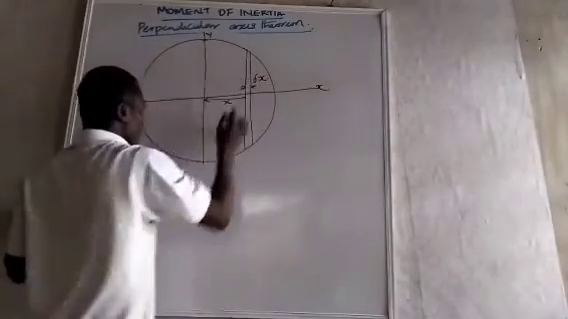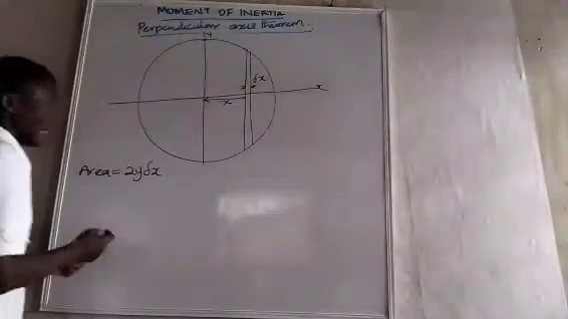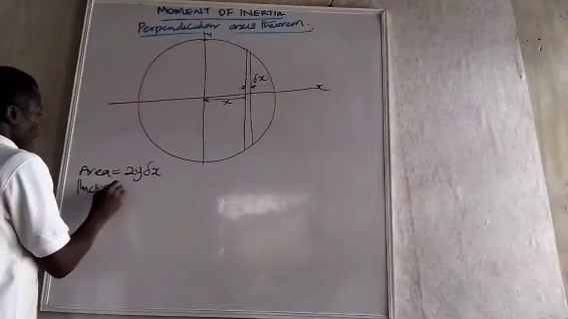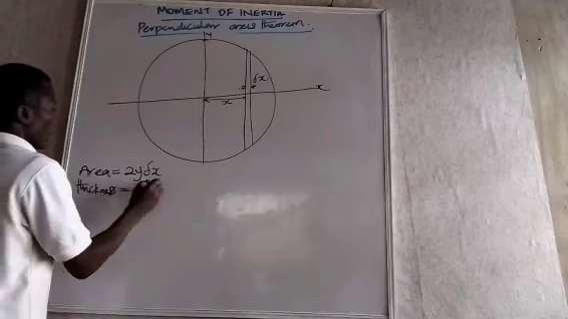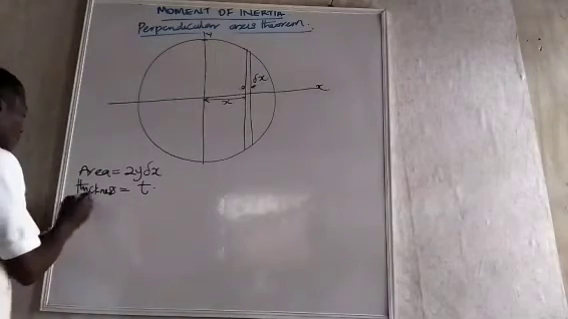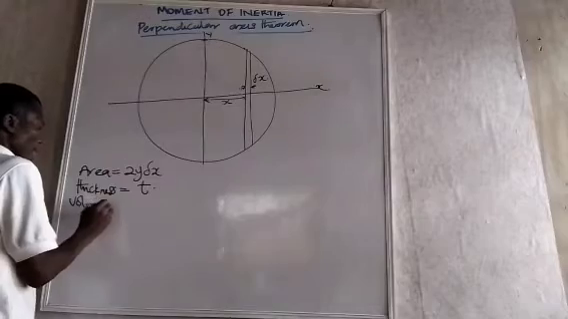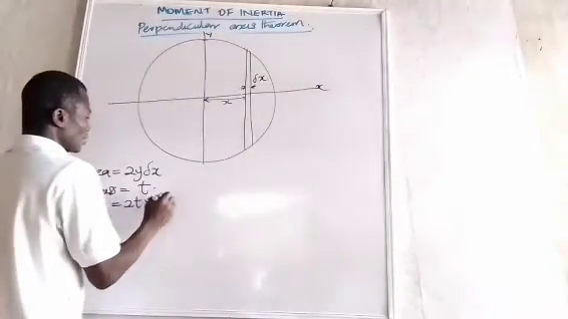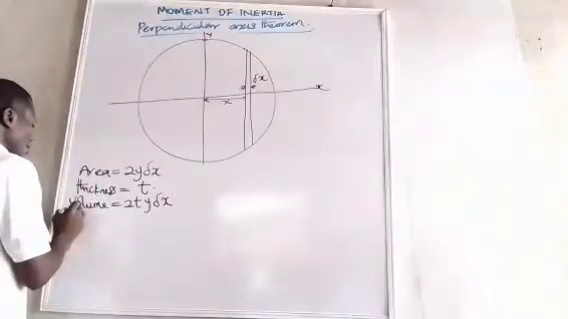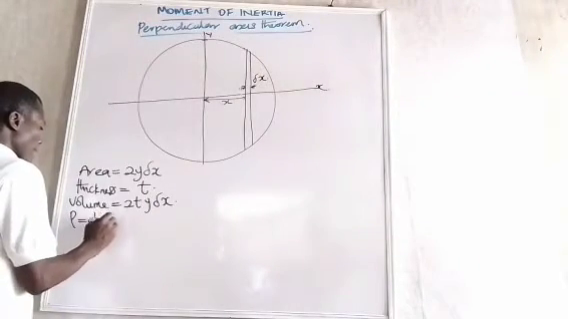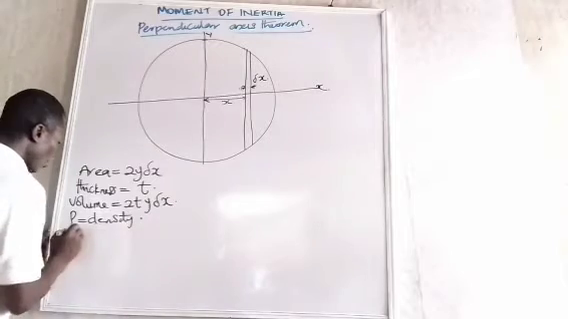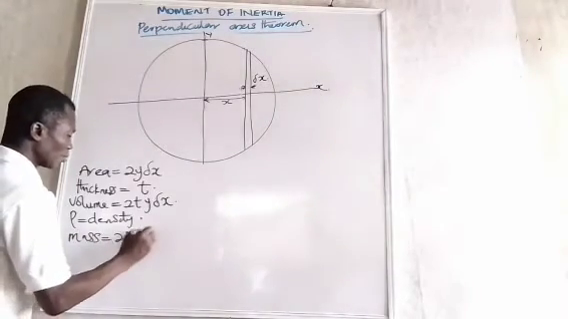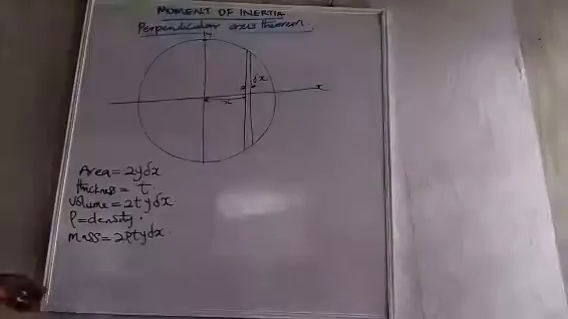And now, since I know the area, let's say the thickness is equal to t. So volume will be equal to 2y delta x. Let's say rho is the density. So mass will be equal to 2 rho t y delta x.